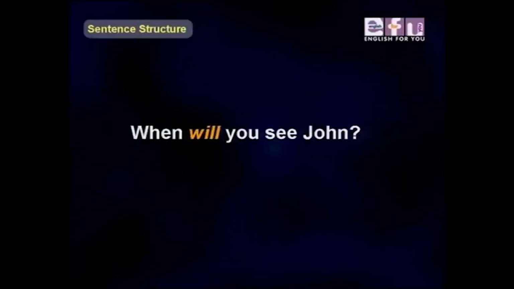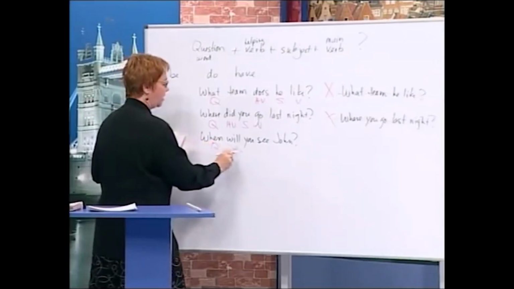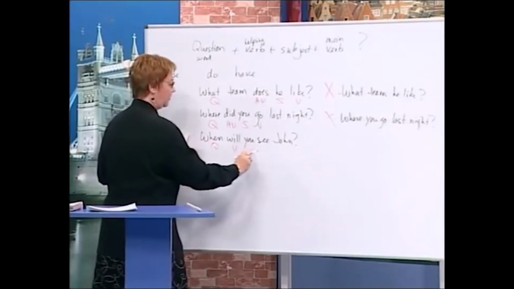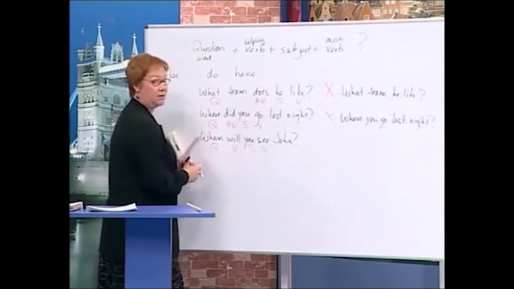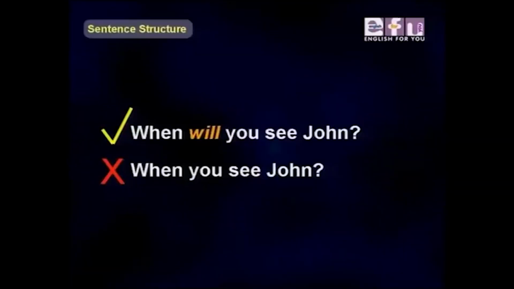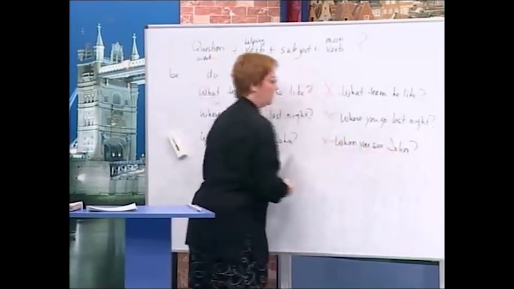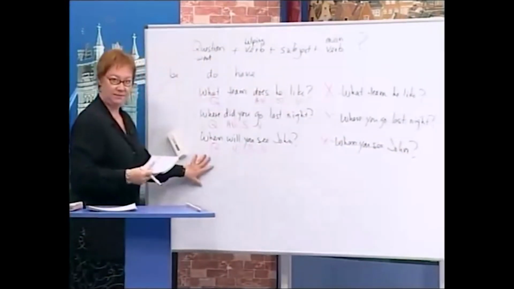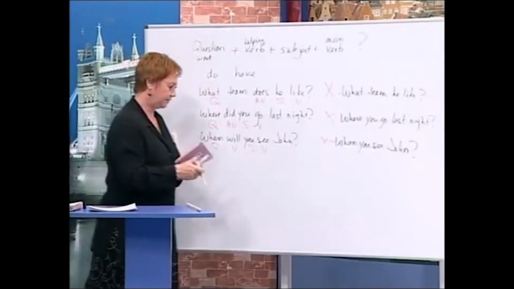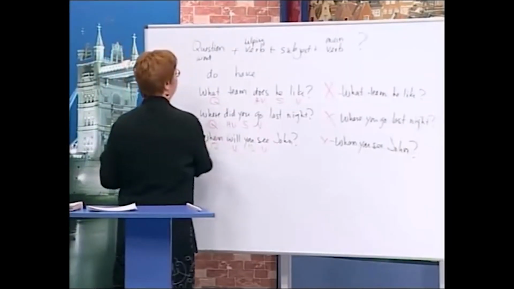All right? Okay? And here's another example. When will you see John? You've got the question word. You've got will. This is actually part of the verb, the subject, and the verb. You cannot say when you see John. Okay? This you cannot do. This is how you're supposed to do it.